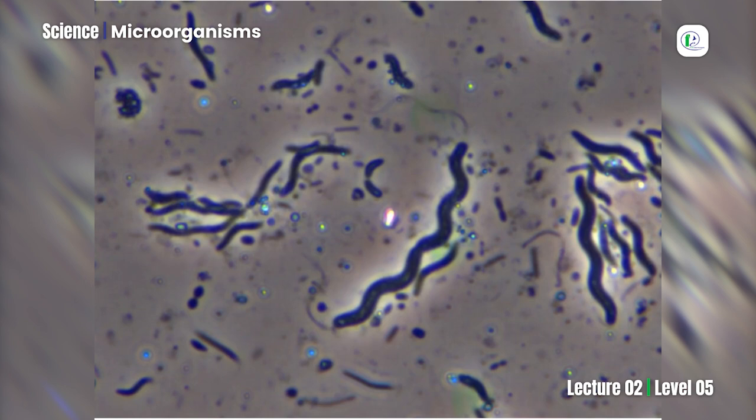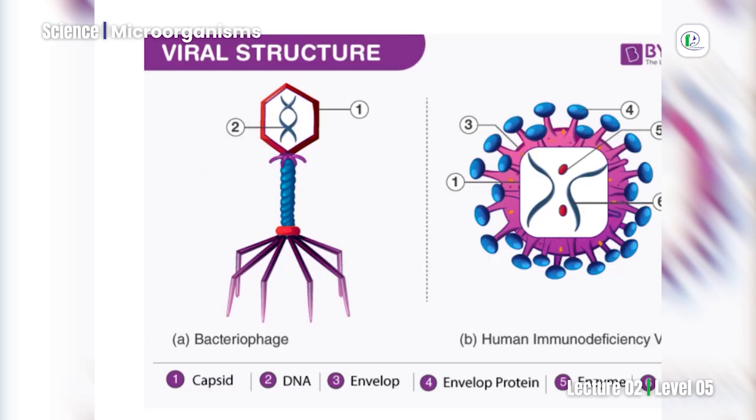Now look at the most common type of microorganism. This is the structure of viruses. Dear students, did you know that viruses are the smallest microorganisms? They are so small that they cannot even be seen through a light microscope. The question is how do we observe viruses? The answer is that to observe viruses, scientists use an electron microscope.